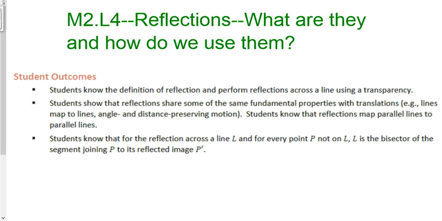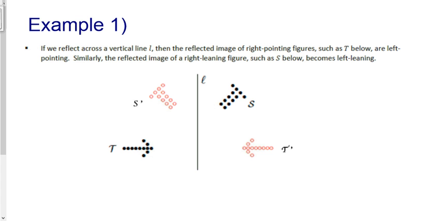Using your transparency, you need to be able to show that reflections share those same properties as a translation. So if it starts as a line, it ends as a line. It starts as an angle, ends as an angle. Nothing changes shape or size. It starts with parallel lines, even after you reflect them, you still have parallel lines. And this last one, all it's saying is that when you have a reflection from a line of reflection, that line of reflection is going to be exactly halfway across from the original to the reflected image.